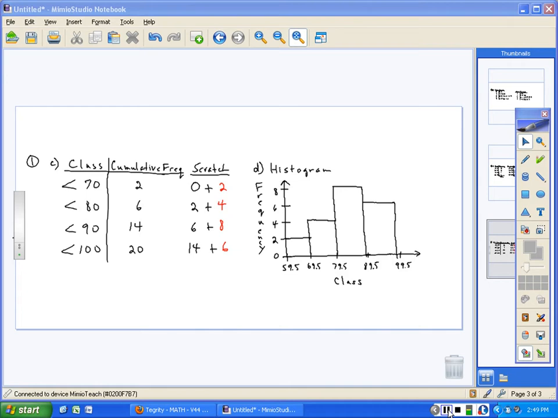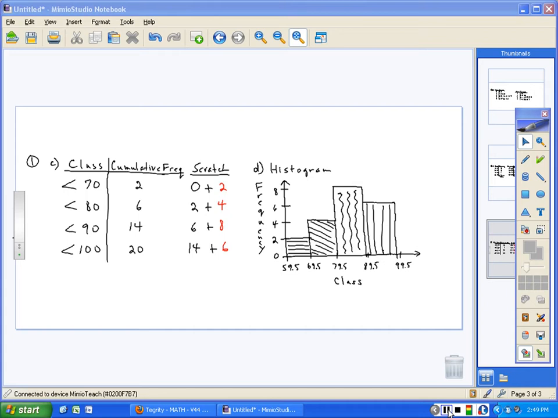And then you're supposed to shade in the bars. You can do whatever kind of shading you want. Some students bring colored pencils. This one I'll go diagonally. And this one will go horizontally. So there is your histogram.